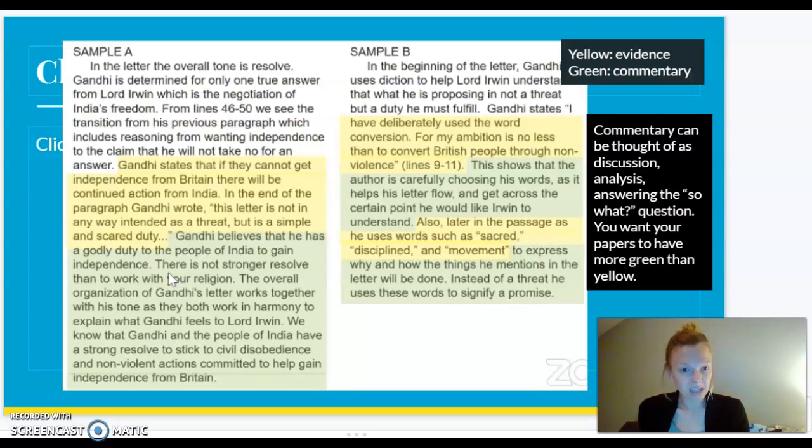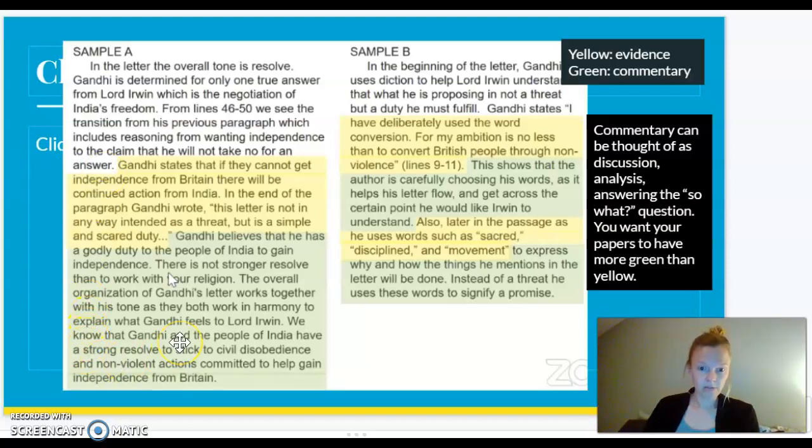Gandhi states that if they cannot get independence from Britain, there will be continued action from India. At the end of the paragraph, Gandhi wrote, "This letter is not in any way intended as a threat, but it is a simple and sacred duty." Gandhi believes that he has a godly duty to the people of India to gain independence. There is not a stronger resolve than to work with your religion.